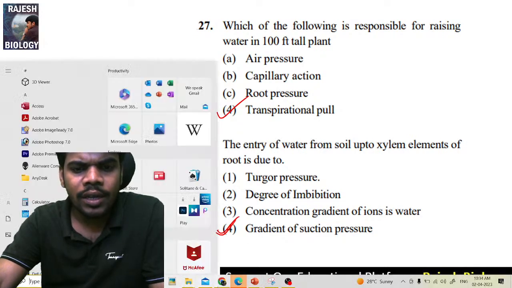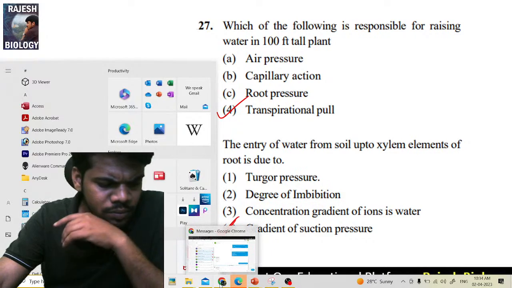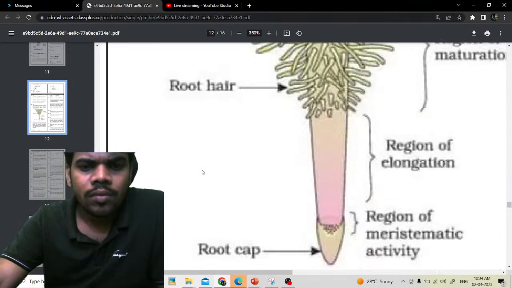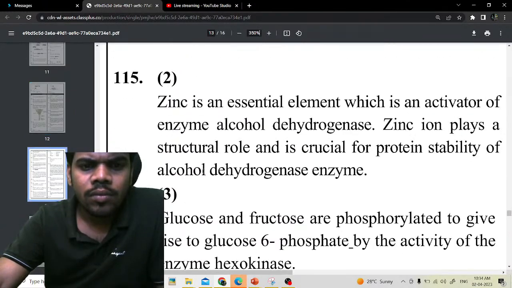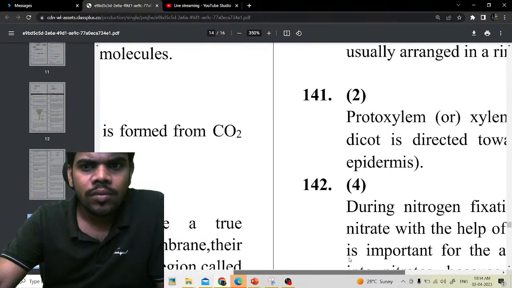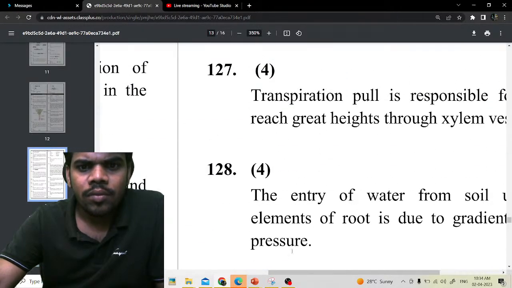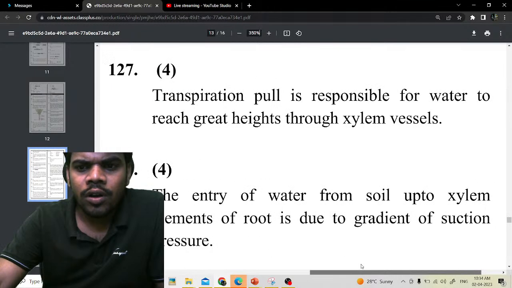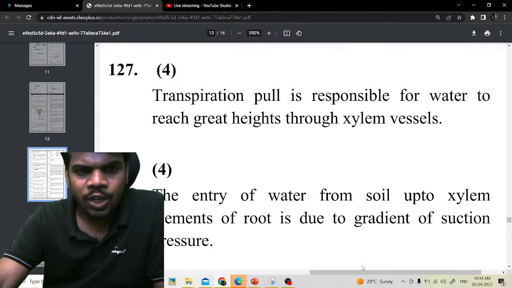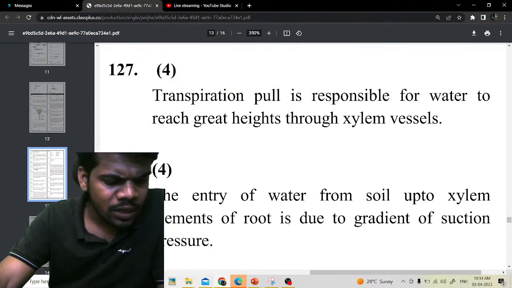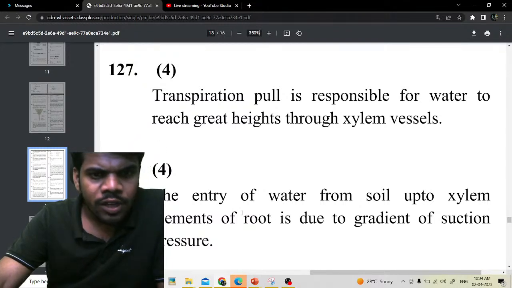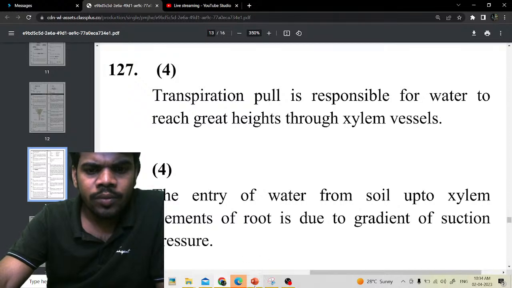Question number 28. The entry of water from soil up to xylem elements of root is due to the gradient of suction pressure. Like that only they give the answer here. Yes, Priyanka, it is not 1, it is the fourth option.